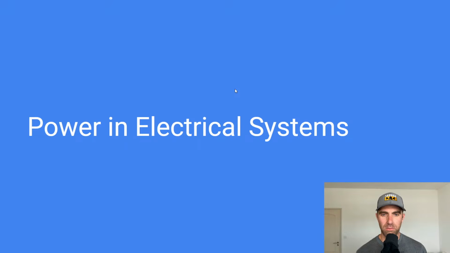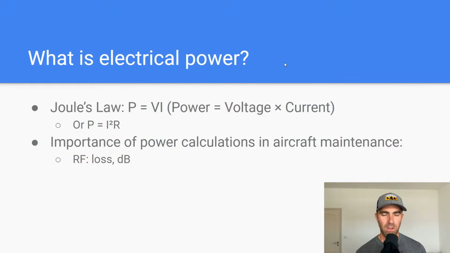All right, and then one thing that's used less commonly would be the power equation. But at least wanted to have it up here just in case you come across it. Joule's law is power equals voltage times current. It can also be written as P equals I squared R.